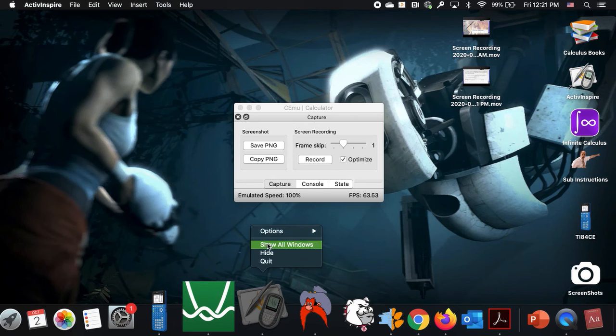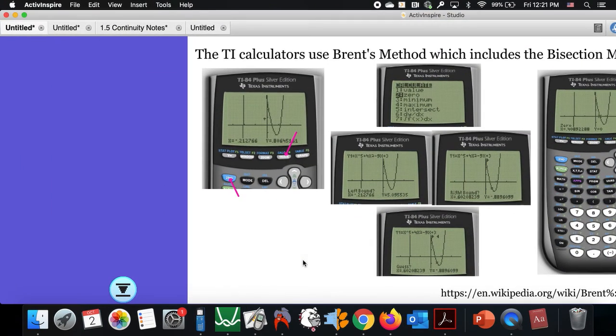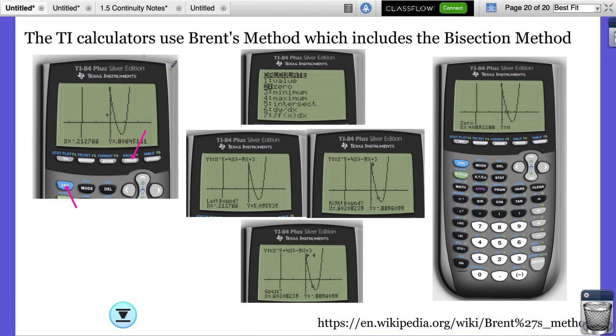So that is, I believe, the end of those notes. Questions on that? What are we going to have to round to if we use this calculator? 3 decimal places. Okay, and I'm not going to ask you to find zeros right now. We'll do plenty of that later on.